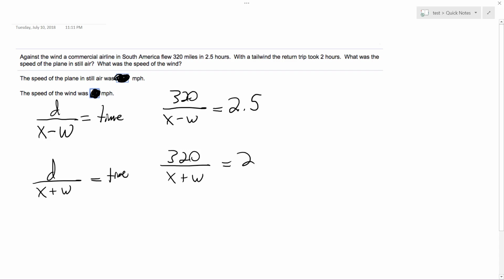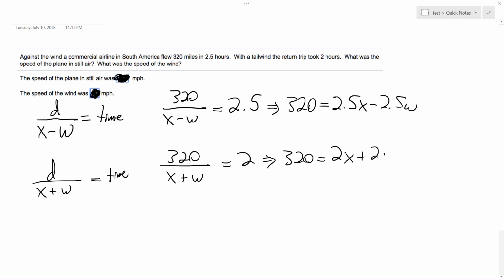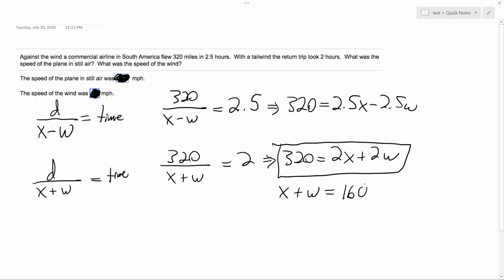So all we're going to do is work both these equations and then use them to figure this out. So 320 is equal to 2.5x minus 2.5w, and over here we get 320 is equal to 2x plus 2w. What we can do is use substitution. Probably the easiest way is to start with this equation here. Just divide by 2, so we have x plus w is equal to 160, and I'll just do x is equal to 160 minus w.